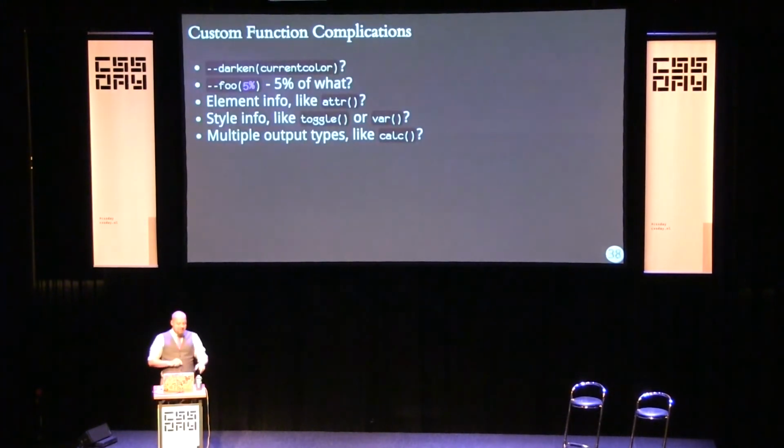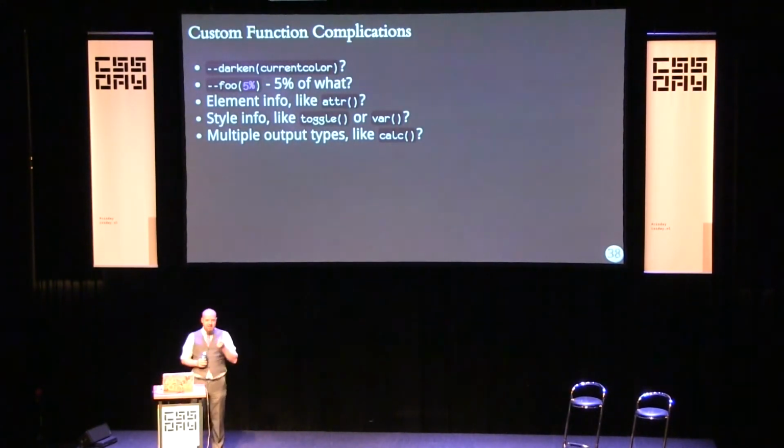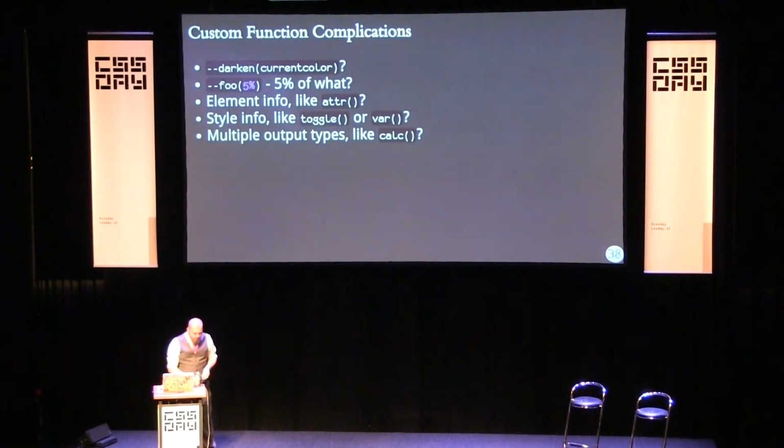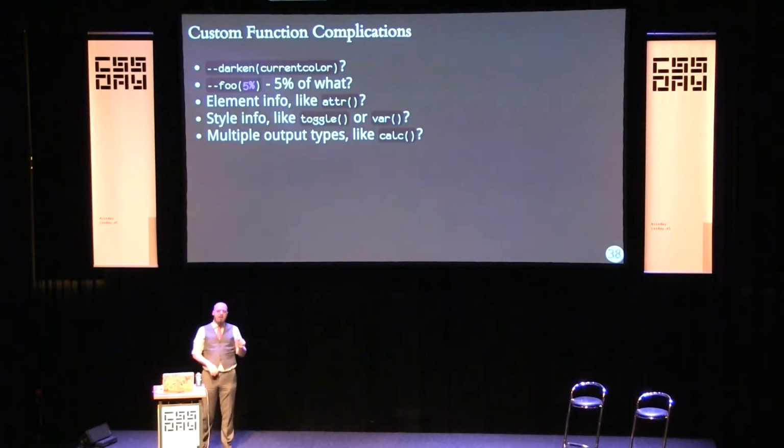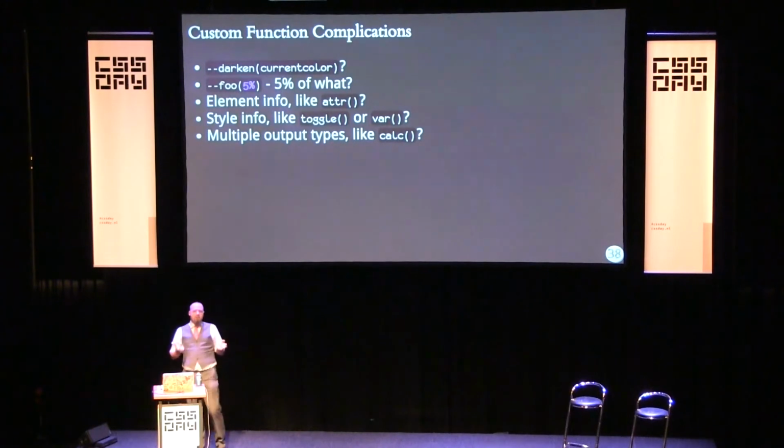Now let's talk about why it's complicated. The code I gave you for Darkin a moment ago assumed that it was looking at an absolute color, something that could be an RGB or an HSL, which is the same sort of thing. But what happens if I pass the currentColor keyword? Current color doesn't get turned into a real color until used value time, roughly the time that layout takes place. In this case, then, I can't resolve darken at parse time.